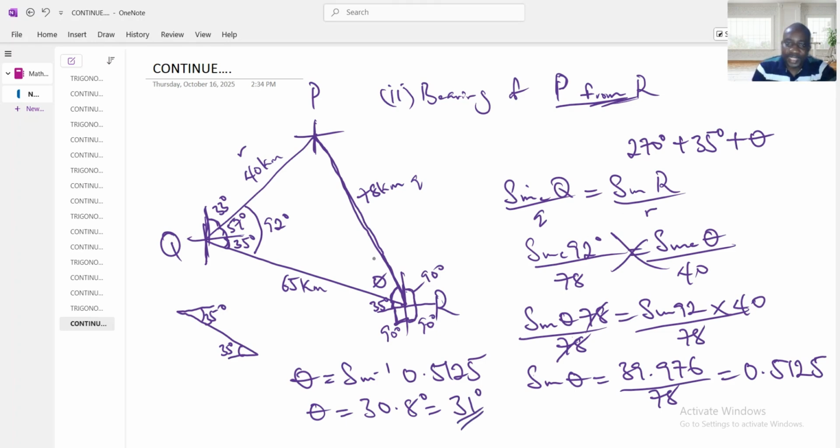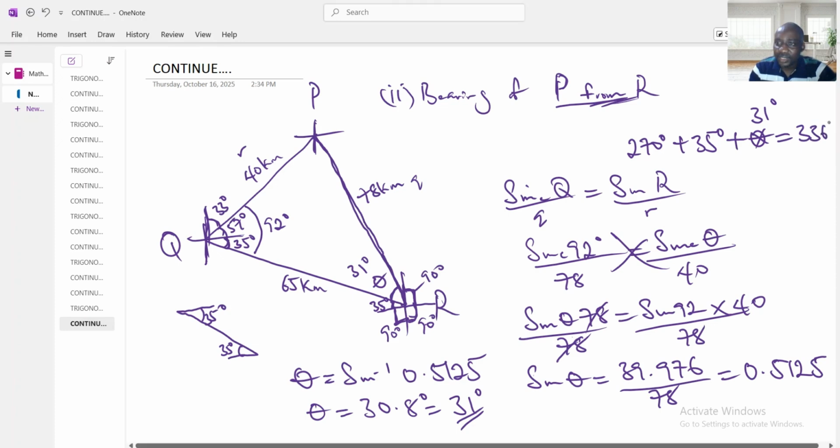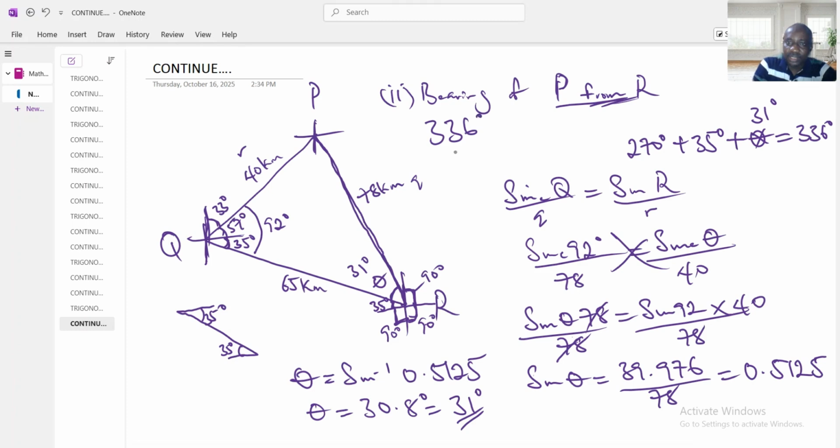Therefore, if you want to get the total bearing of P from R, from here 90, 90, 90, 35, and this space is 31 degree. I'm going to cancel this one, change it to 31 degree. What is the total? It's going to give us 270 plus 35 plus 31, which is a total of 336 degree. Therefore, the answer is 336 degree. The bearing of P from R is 336 degree.